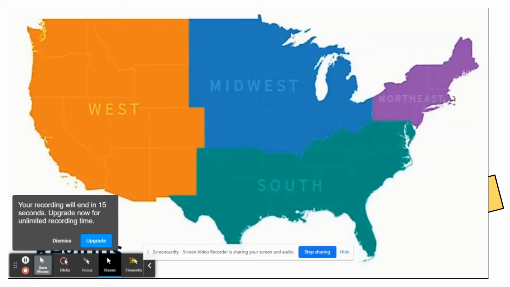These are lakes right here. Obviously, Canada's up here. But yeah, you have some major cities up here.